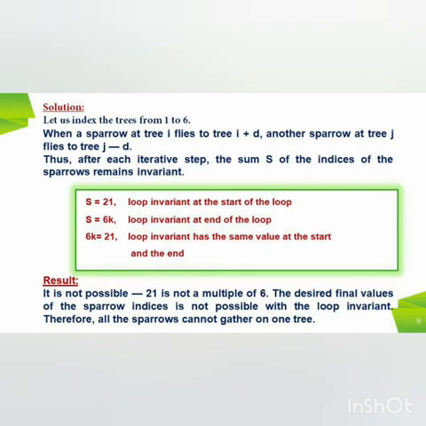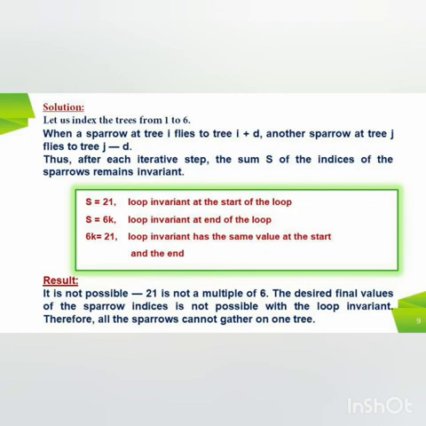Moreover, a loop invariant is true at the start and at the end of the loop. So, at the start of the loop, the value of the invariant is S is equal to 21. When the loop ends, the loop invariant has the same value. However, when the loop ends, if all the sparrows were on the same tree, S is equal to 21. Loop invariant at the start of the loop: initially S is equal to 21 at the beginning of the loop. Now we are going to find out whether S is equal to 21 is satisfied for all the cases or not. Then S is equal to 6k.